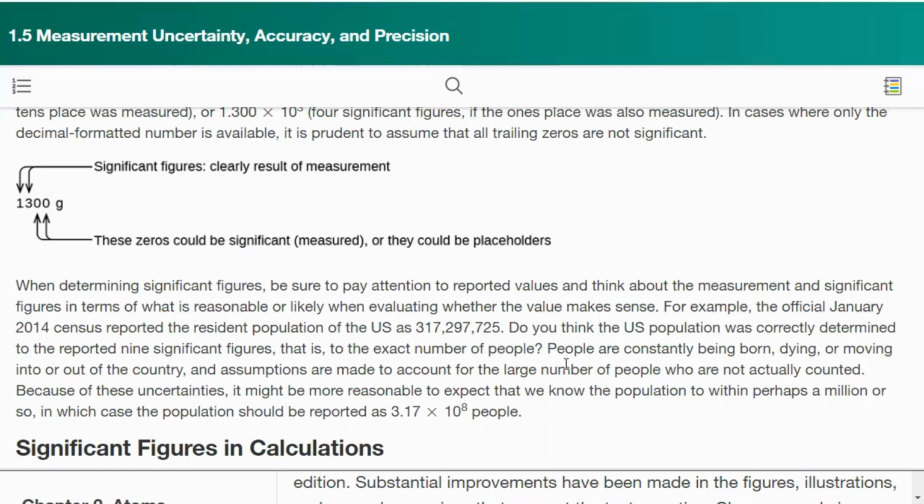People are constantly being born, dying, or moving into or out of the country, and assumptions are made to account for the large number of people who are not actually counted. Because of these uncertainties, it might be more reasonable to expect that we know the population to be within perhaps 1 million or so, in which case the population should be reported as 3.17 times 10 to the 8th people.